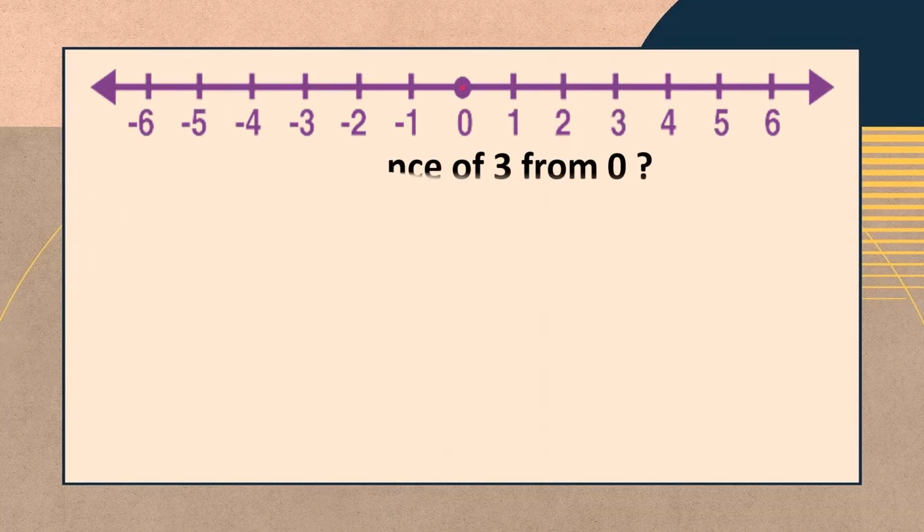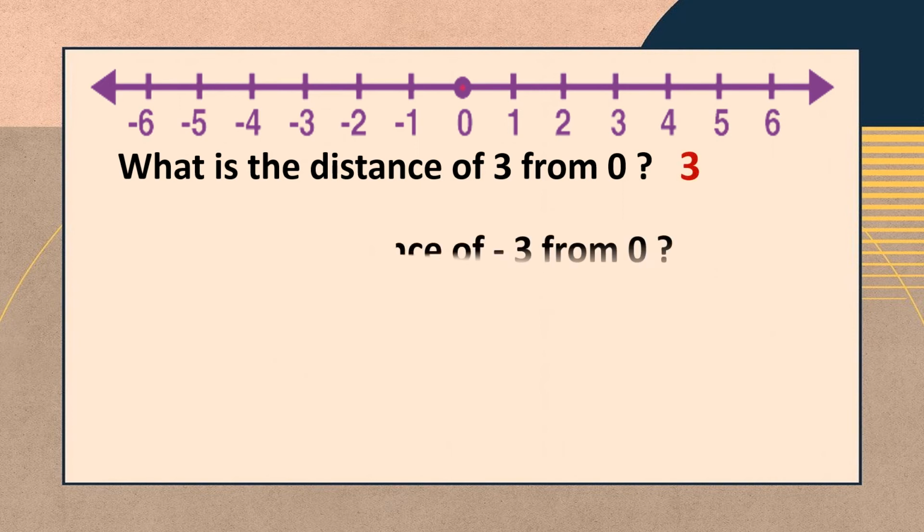Now, what is the distance of 3 from 0? So let's count from 0 going to number 3. So we have 0 to 1, 1 step, 1 to 2, 2 steps, and 2 to 3, 3 steps. So the distance of 3 from 0 is 3. Next, what is the distance of -3 from 0? So again, let's count from 0 going to -3. So 0 to -1, 1 step, -1 to -2, 2 steps, -2 to -3, 3 steps. So we also have 3.